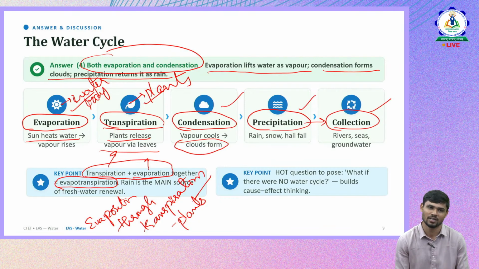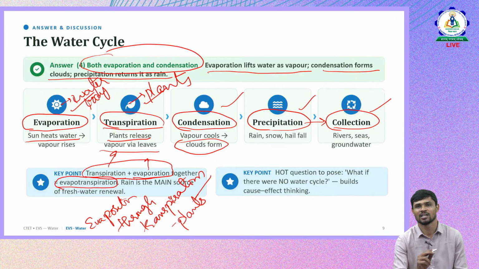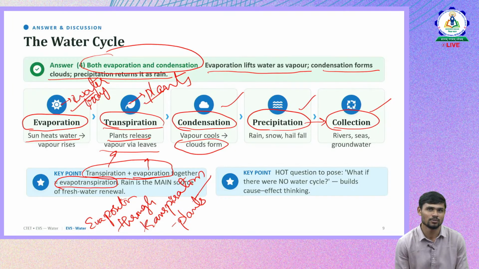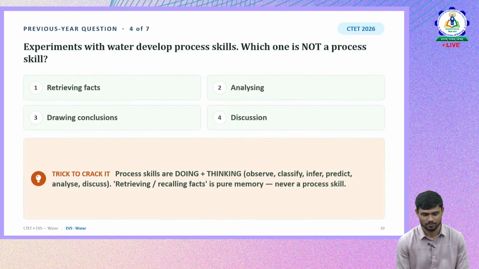Questions can be asked in any way, like which among the following is not a step related to the water cycle, or what happens during condensation. The options can be rain coming down, or collection of water on the surface, or water getting converted into vapor from the liquid state. Questions can be asked in such a way. Previous years also had questions like this related to this topic. Let us move to the next previous year question.